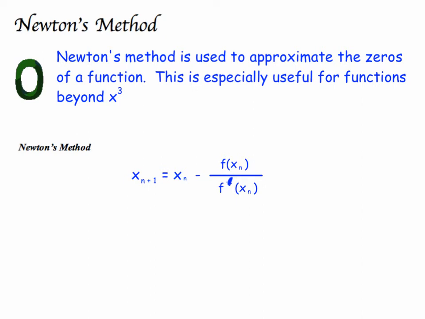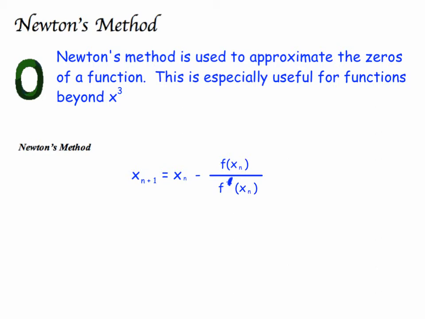Newton's method. Newton's method is used to approximate the zeros of a function, and it's especially useful for functions beyond x cubed. Now below is Newton's method, and x_(n+1) is just a subscript in terms of the term that you're working with. And x_n represents a term, and you're going to substitute that value into the f function, so into the original, divided by the derivative of the function, placing that x value inside.